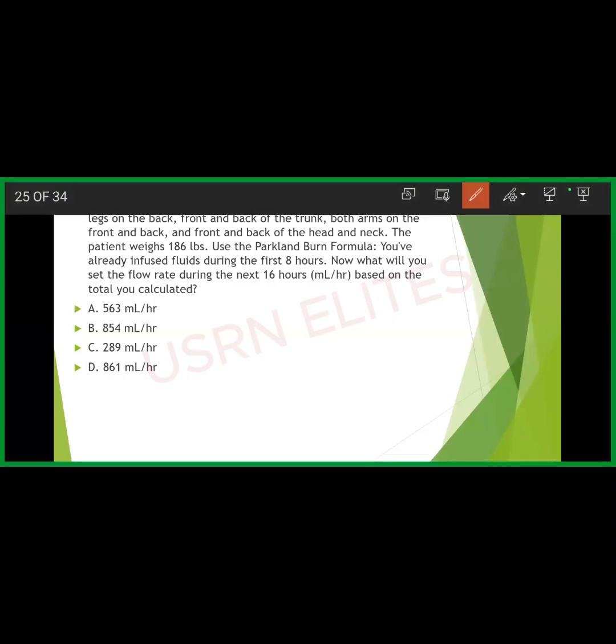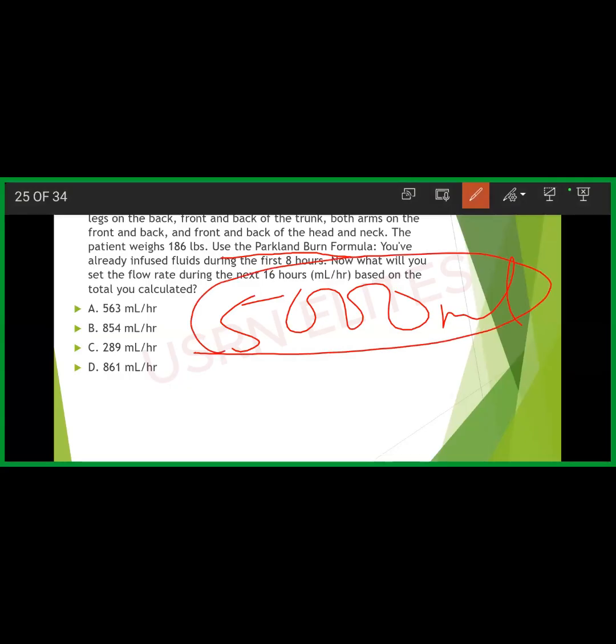Let's say you've used your Parkland formula and your total burn surface area, you've done all the calculation. You had 5,000 mils, which is the same as 5 liters, right? And it is a rule that whatever you get, divide it equally. After dividing it, let's say you get 2,500. When you divide, you get this.